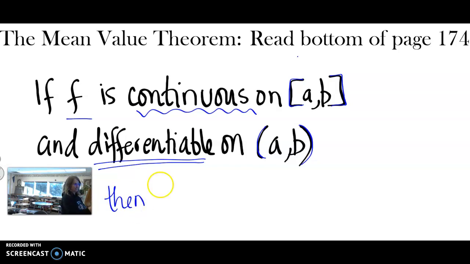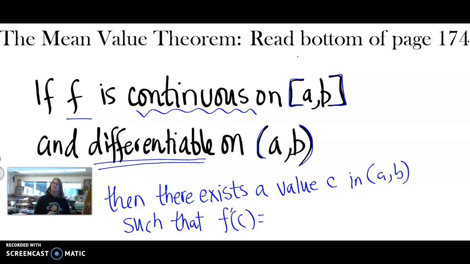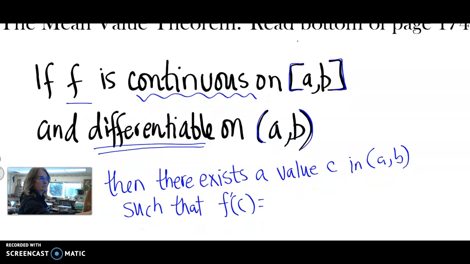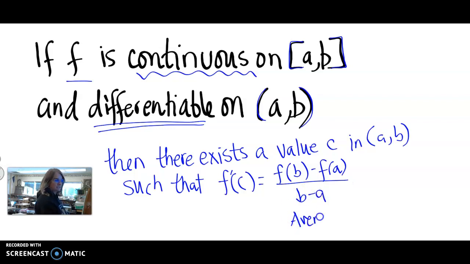there exists a value c in the interval (a, b) such that f prime of c, meaning the instantaneous rate of change of the function, or the slope of the tangent, equals f of b minus f of a over b minus a, which is an average rate of change.